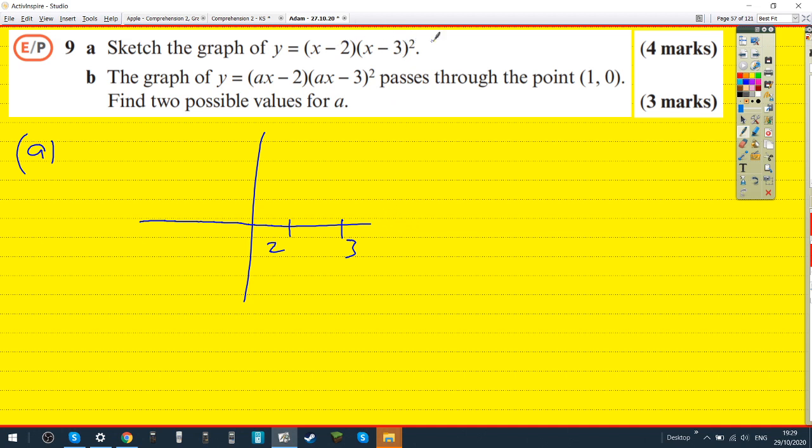Minus 2 times minus 3 times minus 3, 9, so that's minus 18. And this is a cubic graph. Oh yeah, it has to bounce off that 3 one. And so, no, other way around. Yes. Okay, how about B? Okay.